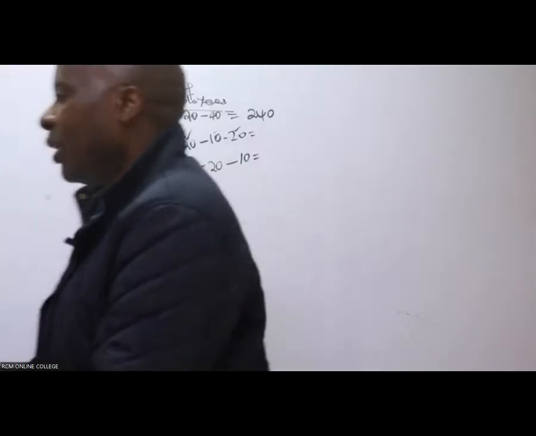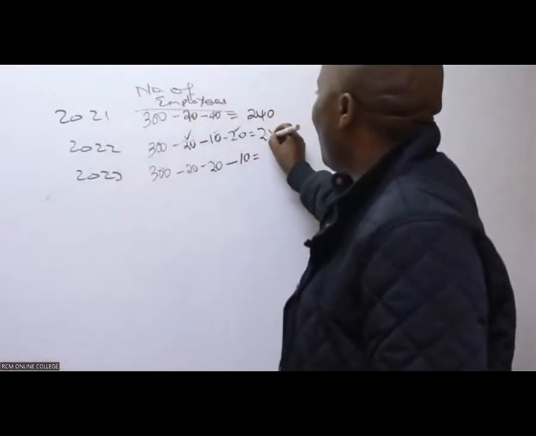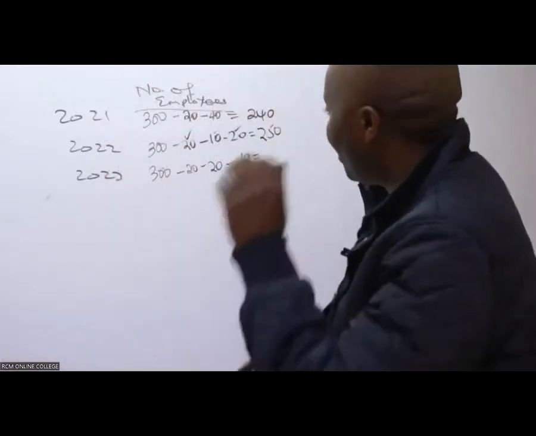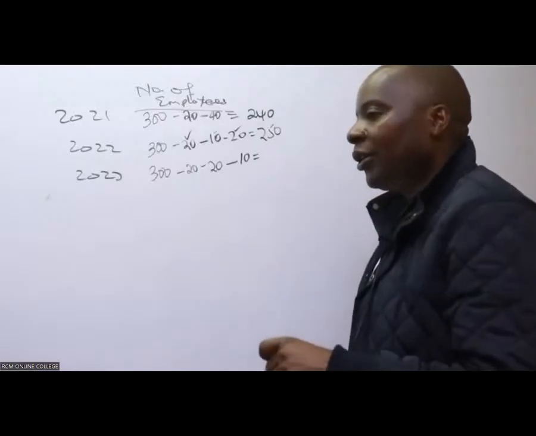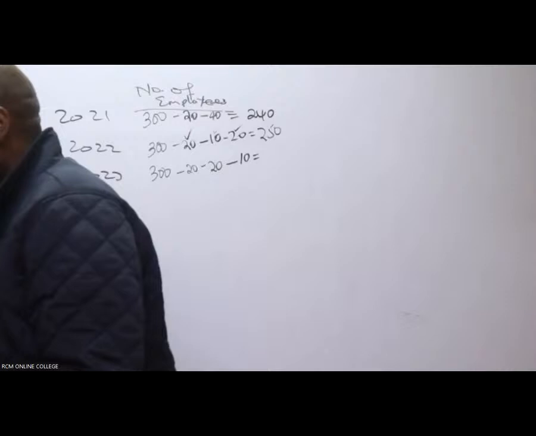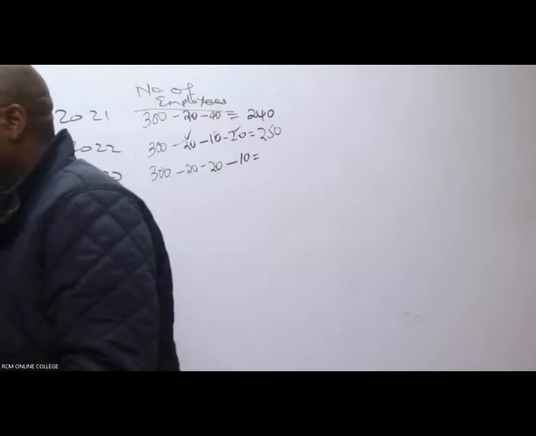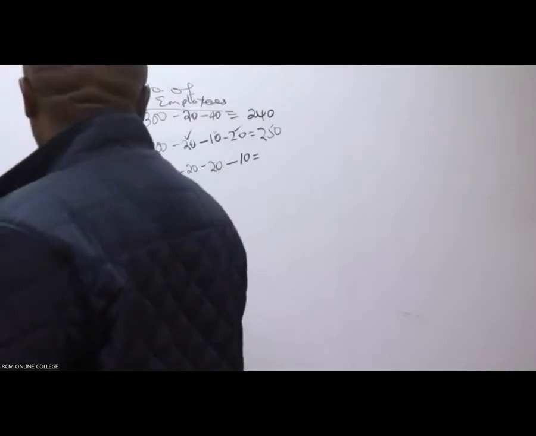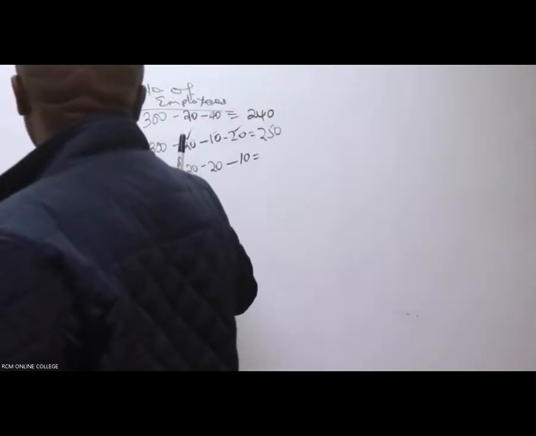$250. So here I'm being given $250. How about the last one? 2023 should be 300, minus 20, minus 10, minus 10. Let's see. 300.